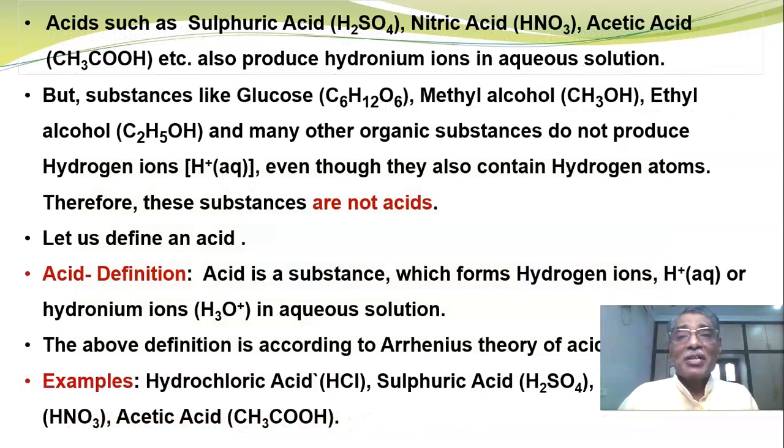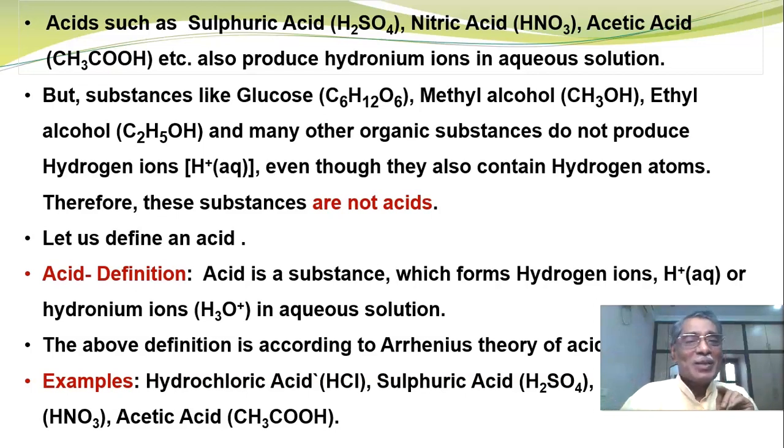Acids such as sulfuric acid H2SO4, nitric acid HNO3, acetic acid CH3COOH, etc. also produce hydronium ions in aqueous solution. But substances like glucose C6H12O6, methyl alcohol CH3OH, ethyl alcohol, that is C2H5OH, and many other organic substances do not produce hydrogen ions, even though they also contain hydrogen atoms. Therefore, these substances are not acids.